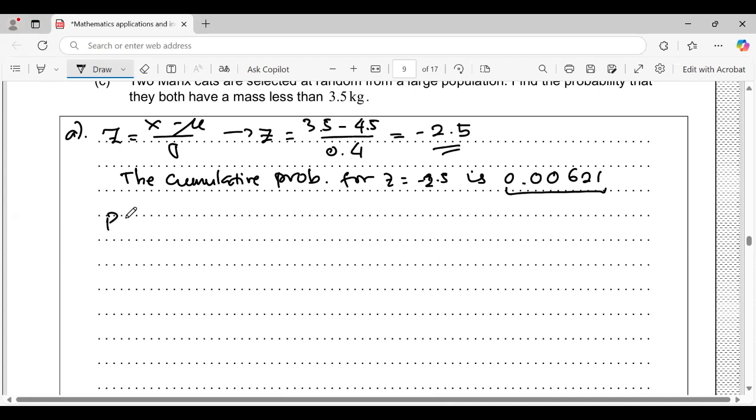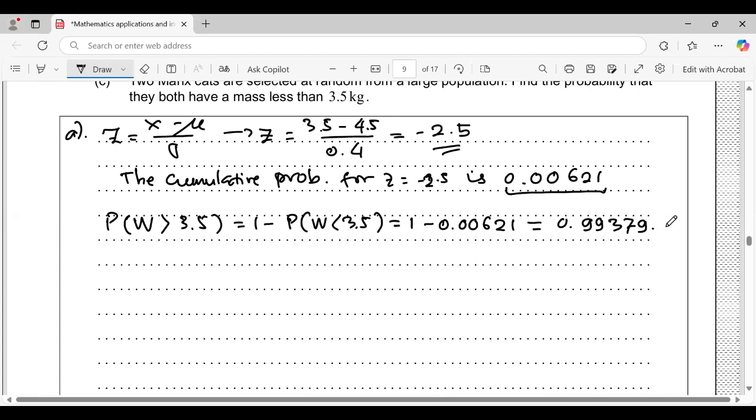So as we continue, the probability of W greater than 3.5 is 1 minus the probability W less than 3.5. This is 1 minus 0.00621, and it is 0.99379, or 0.994.